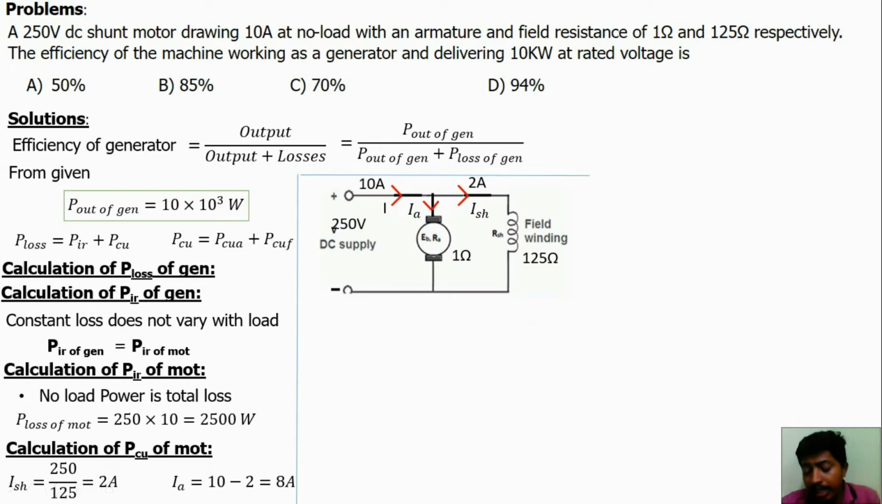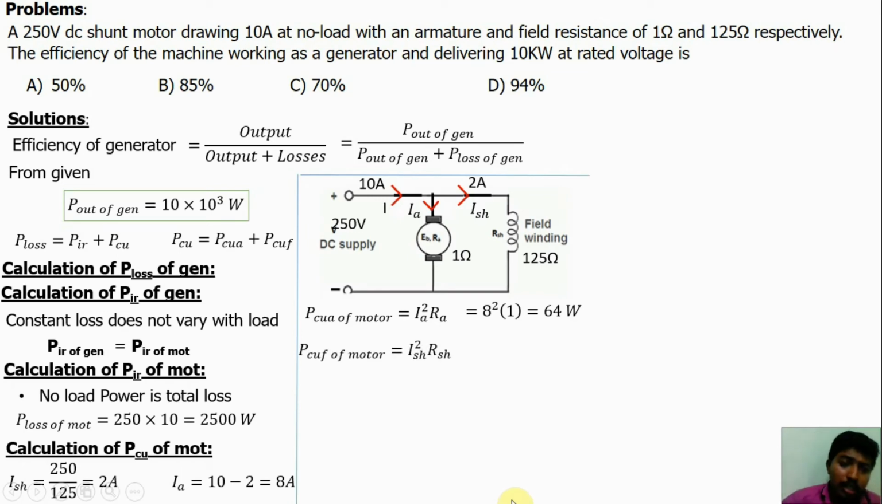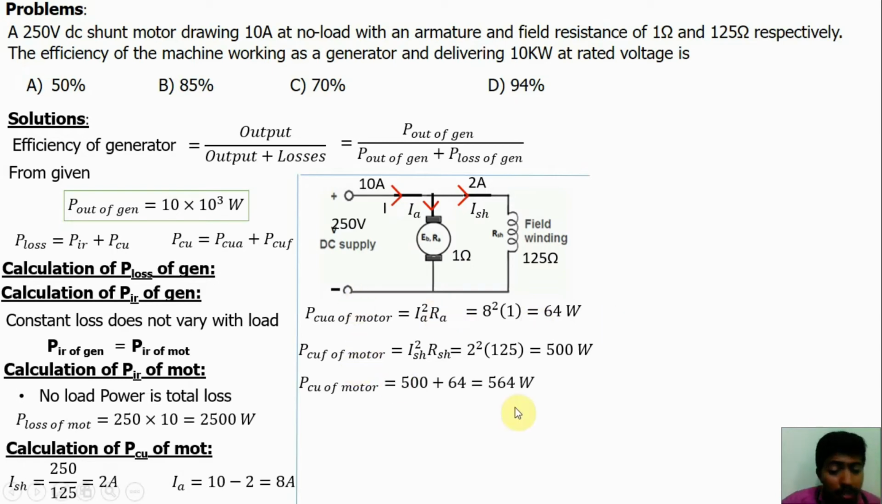Now we can easily find the armature winding copper loss. This is armature winding copper loss of motor, not generator. So IA square RA, here IA value is 8, RA value is 1 ohm, so we will get 64 watts. Then field winding copper loss of motor, PCF of motor. The shunt motor only has a shunt winding, so ISH square RSH. Here ISH value is 2 amps, substitute 2 square times RSH value 125, so we will get 500 watts. So the total copper loss of motor is equal to copper loss of armature and copper loss of field, we will get 564 watts.